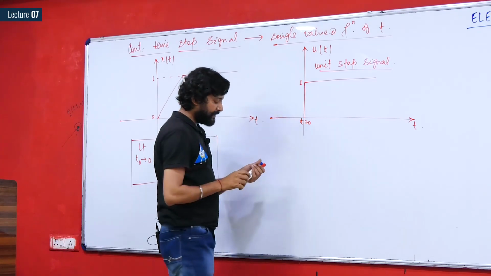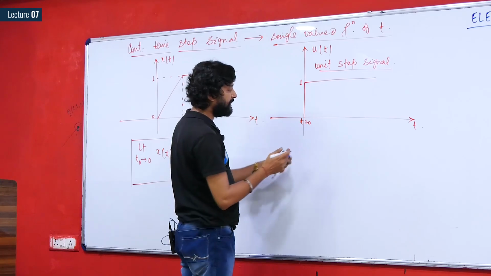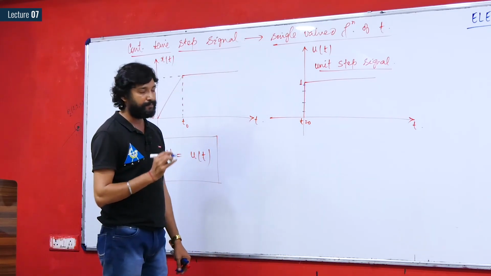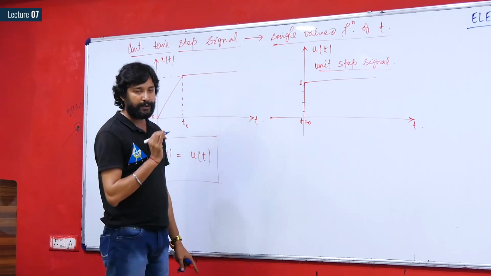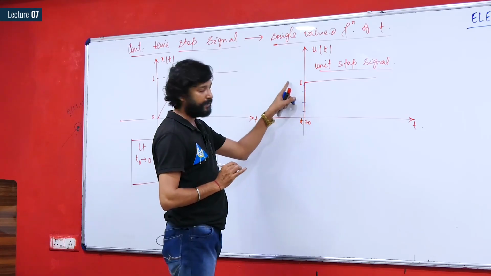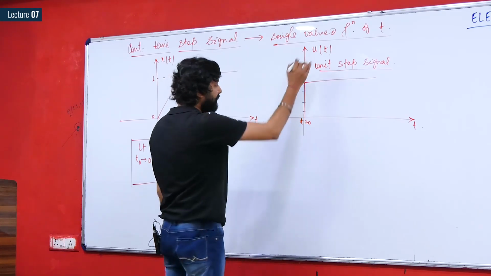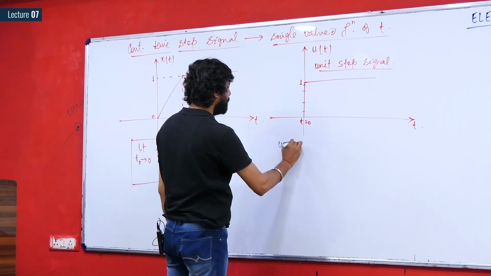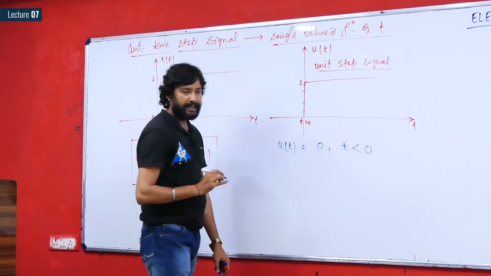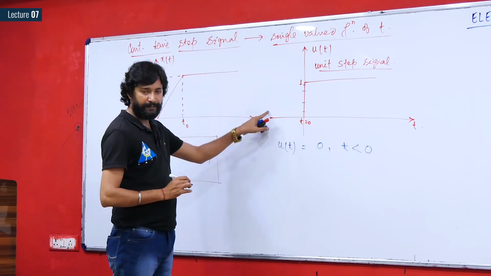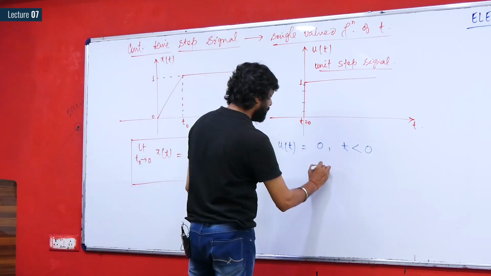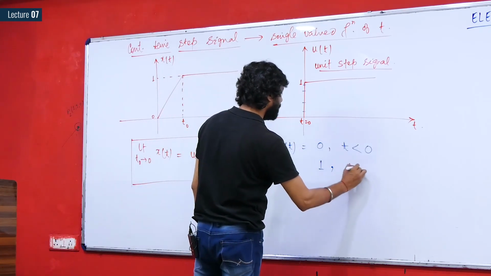So if you are taking this, it means you are going to define some discontinuity at t equals to 0. But for the basic definition, if you want to mathematically express the signal u of t which is changing its value from 0 to 1 at t equals to 0 only, then you define this signal u of t as being 0 for t less than 0. This signal is 0 before t equals to 0, and it is going to be 1 only for t greater than 0.